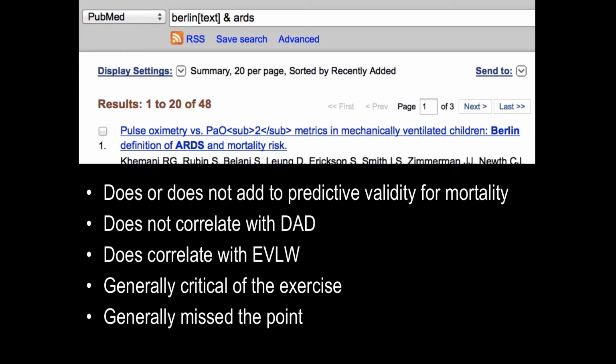There is literature that says this categorization does not correlate with diffuse alveolar damage, doesn't identify patients with a histologic phenotype of ARDS, though it does seem to correlate with extravascular lung water. Overall, I'd say people are generally critical of the whole exercise, and I would also say they generally miss the point. So what do I mean by that? Am I just being defensive? So maybe.